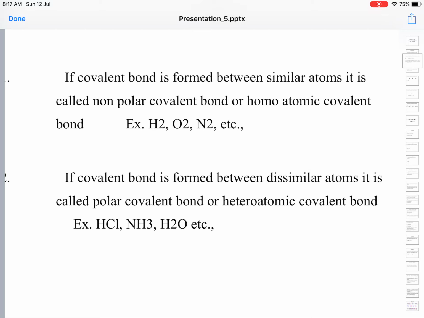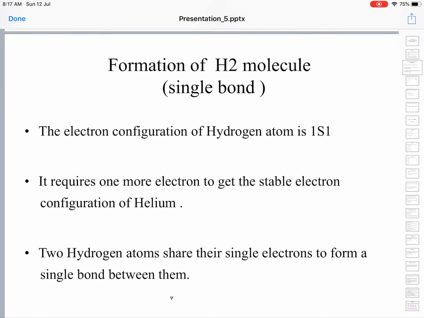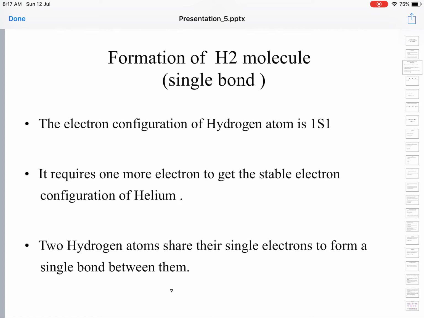Let's consider the example of hydrogen, the formation of a hydrogen molecule, H2. The atomic number of hydrogen is 1. It's the starting element in the periodic table, as you are all aware. So it will have only one electron.